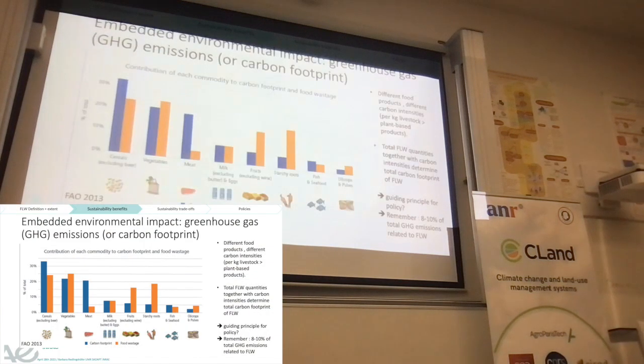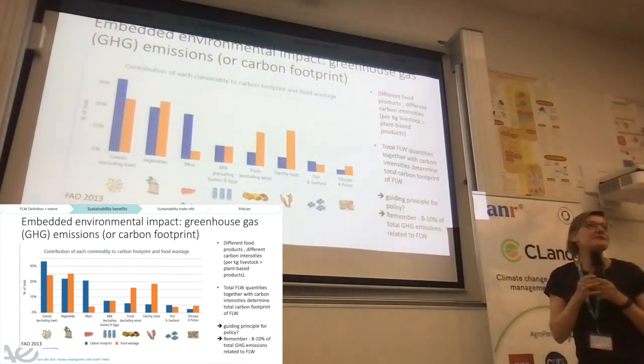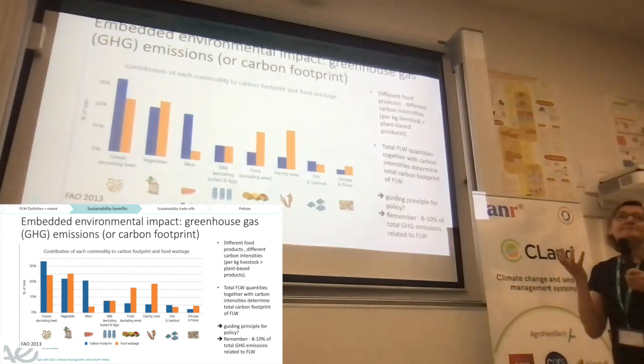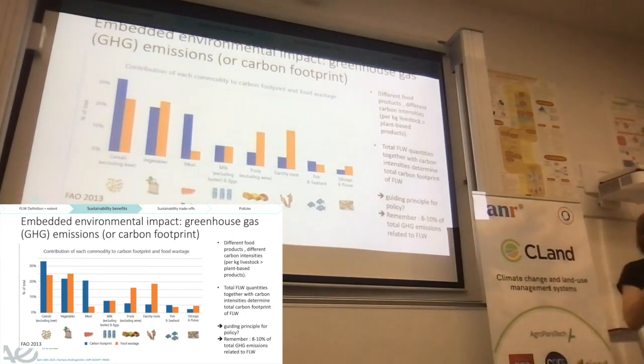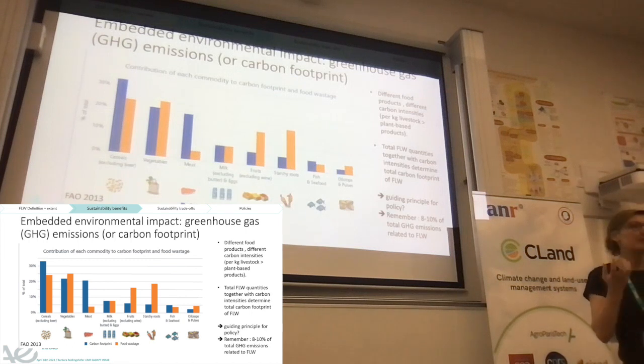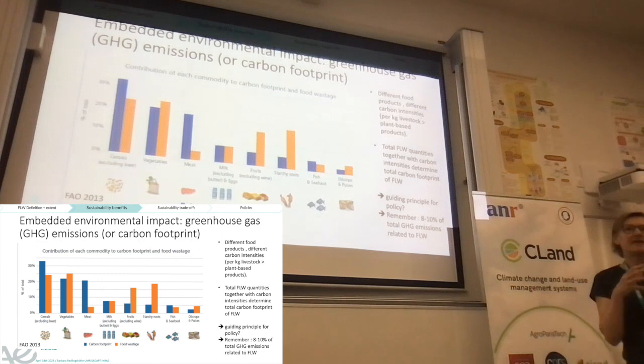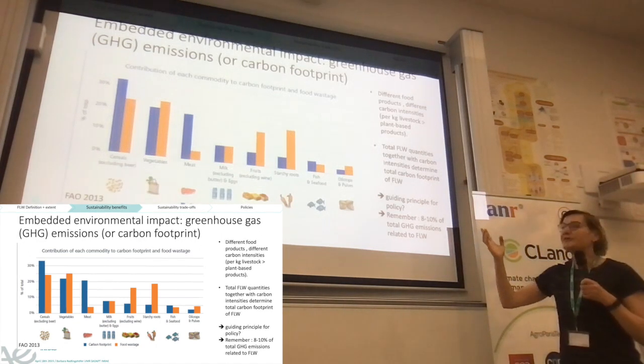Another look, from a different perspective, is about embedded environmental impacts and greenhouse gas emissions in particular, also called the carbon footprint. As you know, these greenhouse gas emissions are generated all along the food supply chains, and we have different carbon intensities. Usually we say that on average, livestock products have higher carbon intensities than plant-based products. And this is reflected in this figure here.